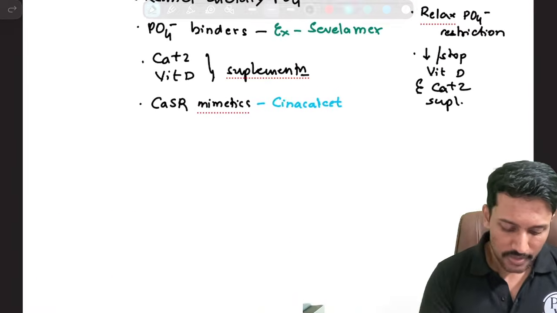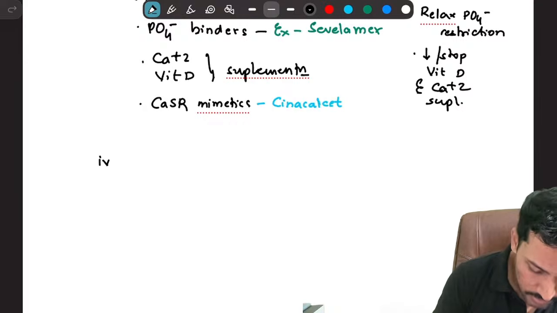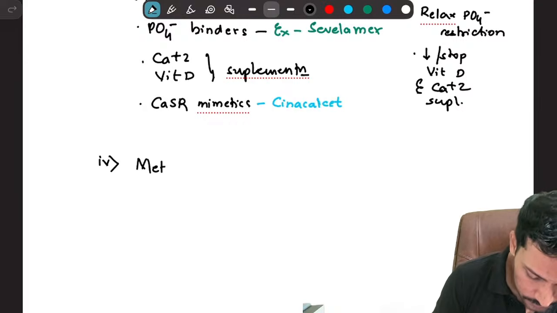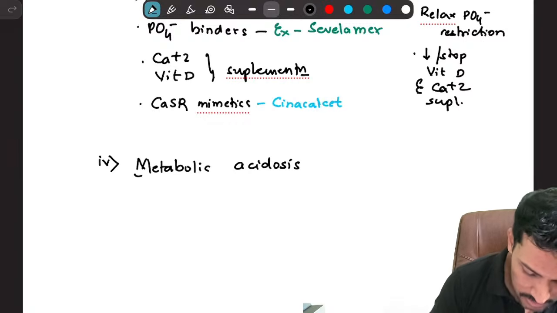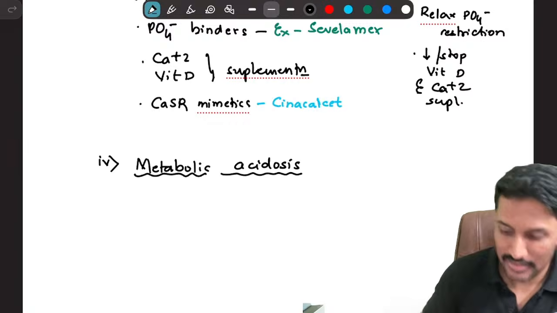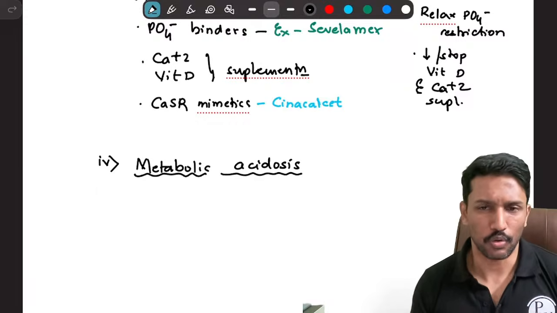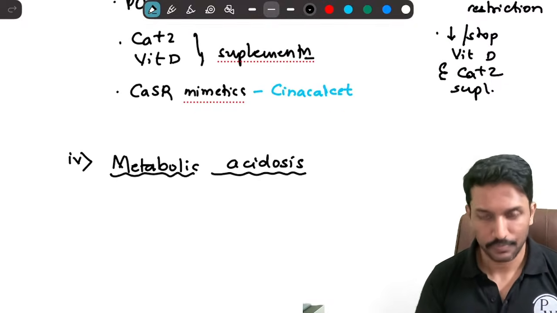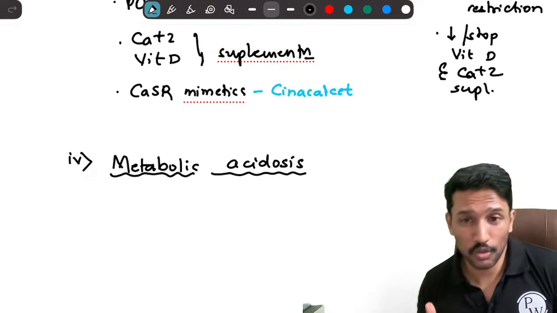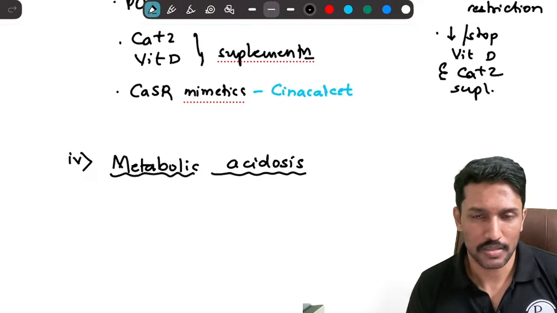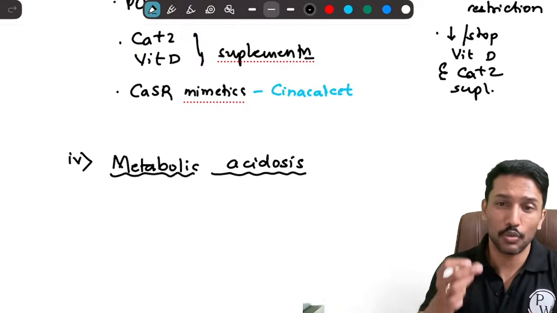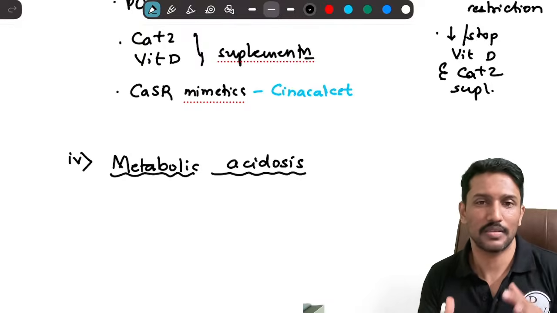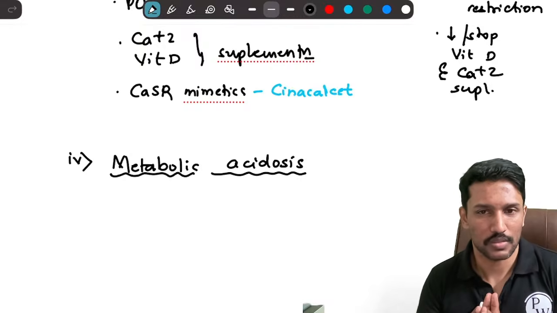So what other complications are we expecting in CKD? The fourth complication that we expect in CKD is development of metabolic acidosis, because kidneys play a very important role in acid base regulation, mainly excretion of H plus, which is the proton or the main acid in the body, and reabsorption of bicarbonate, which is the main base. So when kidneys become dysfunctional, I'm struggling to excrete the acid, I'm struggling to reabsorb the base. The end result is development of metabolic acidosis.